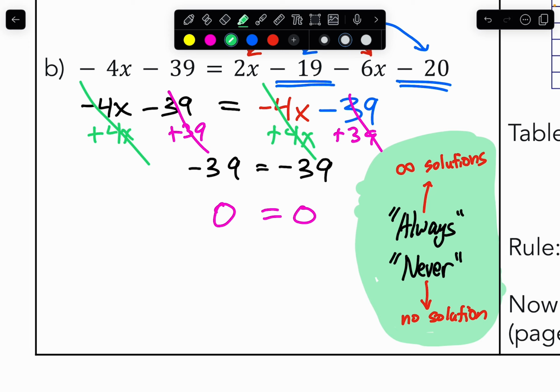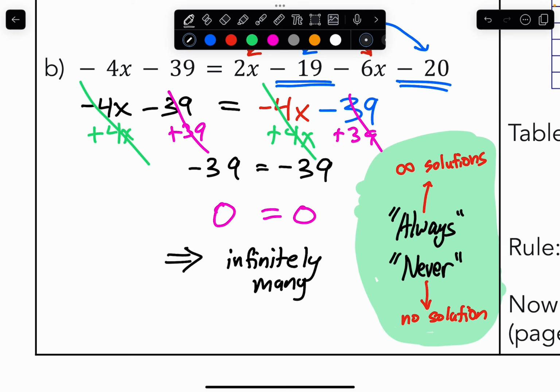Okay? Well, question for you. Does 0 always equal 0? Yeah. Does negative 39 always equal negative 39? Yes. So we're going to therefore say, this is the therefore symbol, that the answer is, and I'll write it out this time. You can definitely write it out if you want to, infinitely many solutions.